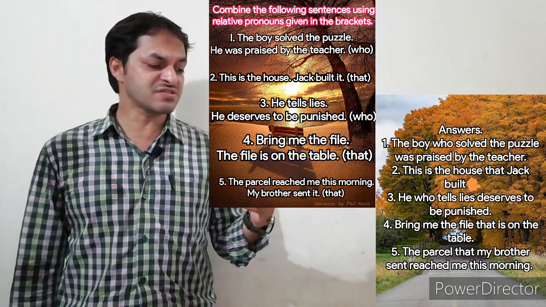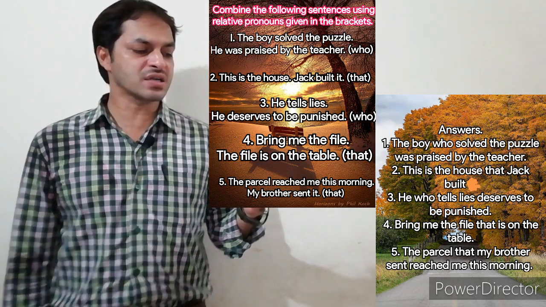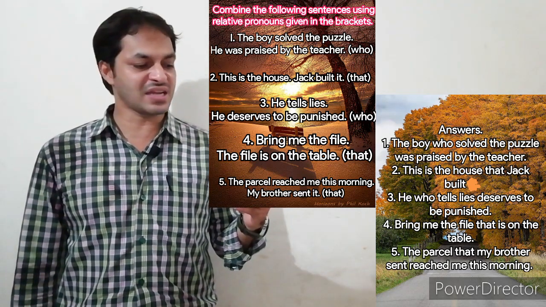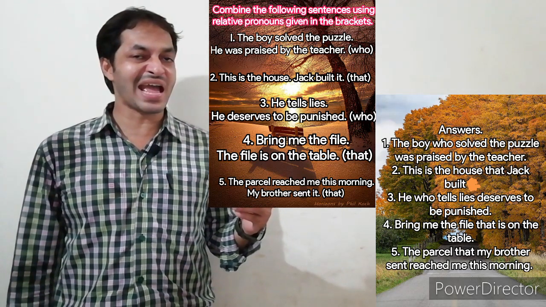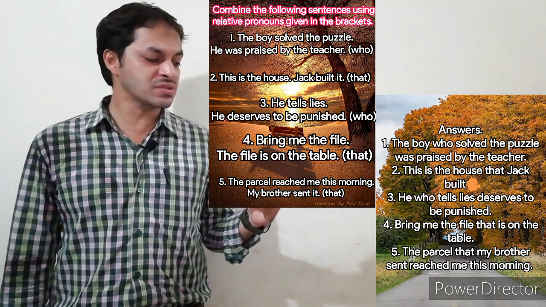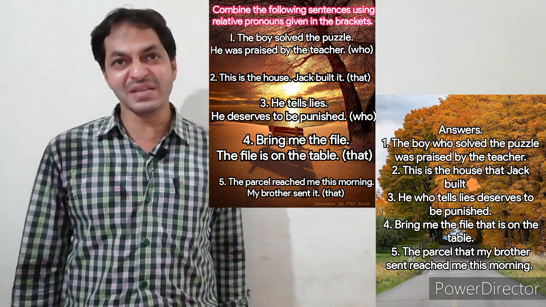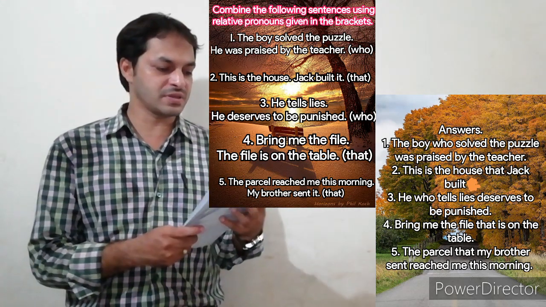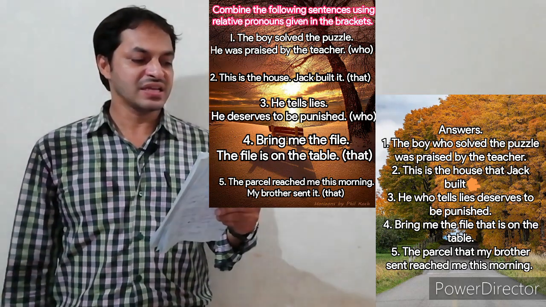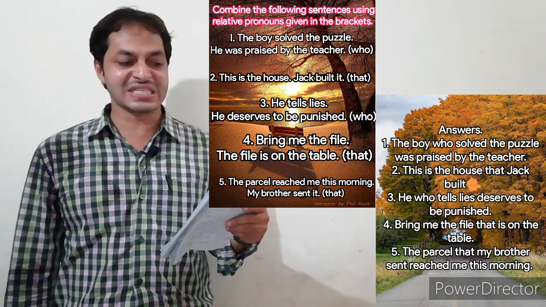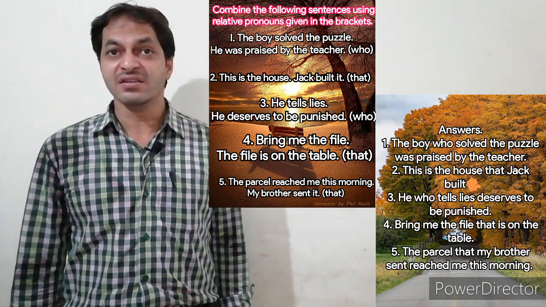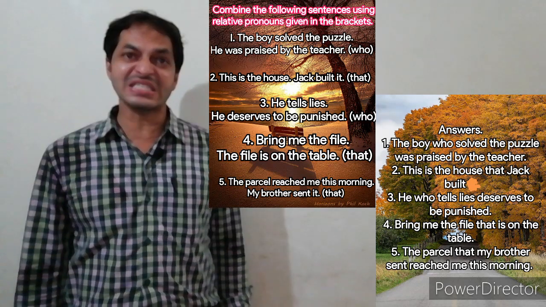Second one, this is the house. Jack built it. We have to combine those sentences with that. Antecedent is house. This is the house that Jack built. Third one, he tells lies. He deserves to be punished. He who tells lies deserves to be punished.